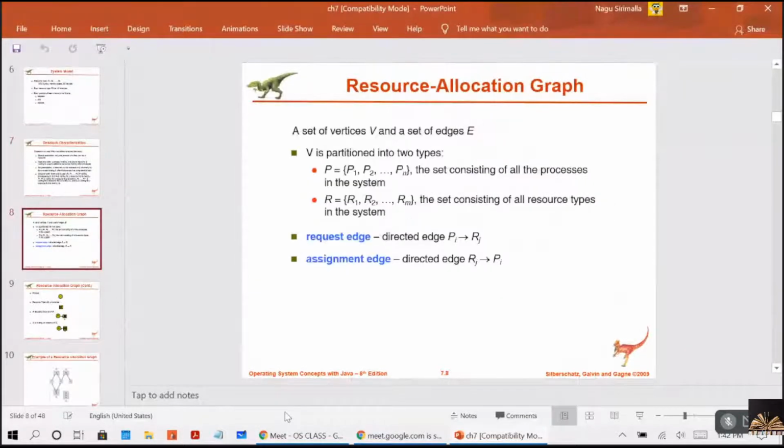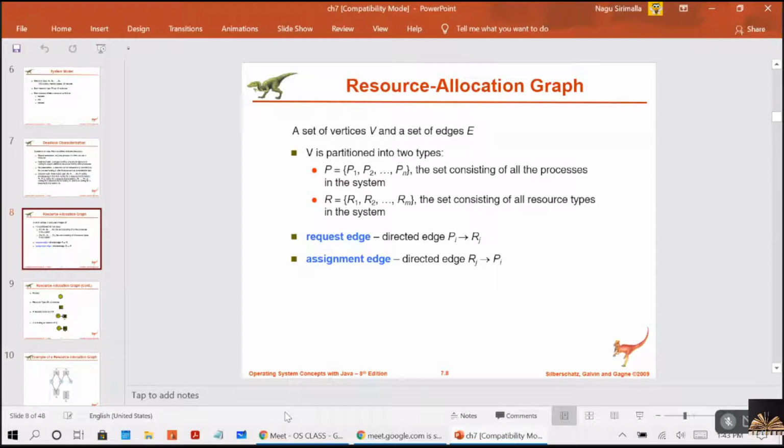So this resource allocation graph is used for the identification of deadlocks in the system, right? Now, when it is coming to a resource allocation graph, I can represent the graph. How you are going to identify the deadlock using the resource allocation graph, we will see later. But now you see how a resource allocation graph can be represented.